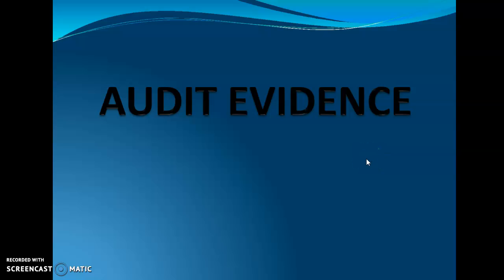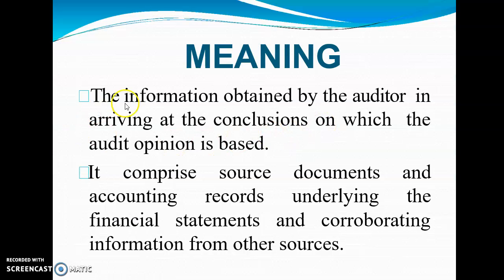So today we are going to learn about audit evidence. Okay, audit evidence. What does it mean by audit evidence? Audit evidence is the information obtained by the auditor in arriving at the conclusion on which the audit opinion is based. It comprises source documents and accounting records underlying the financial statements and corroborating information from other sources.